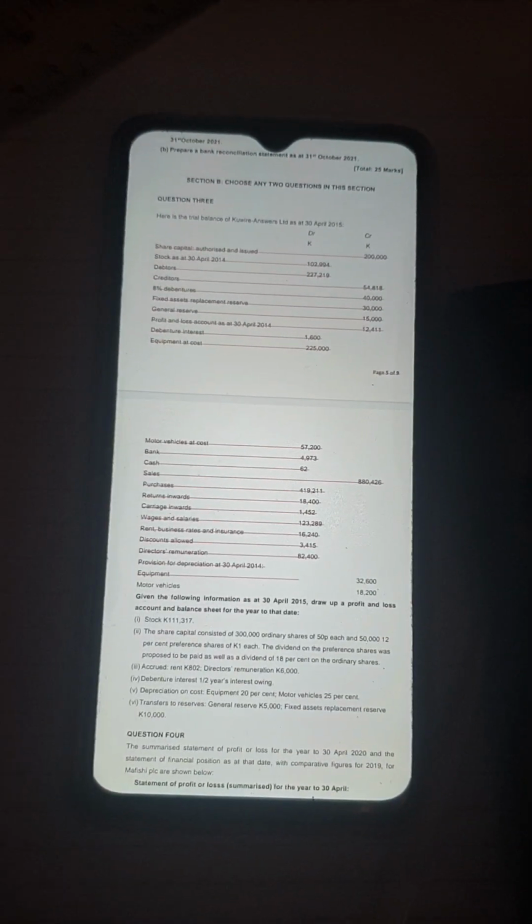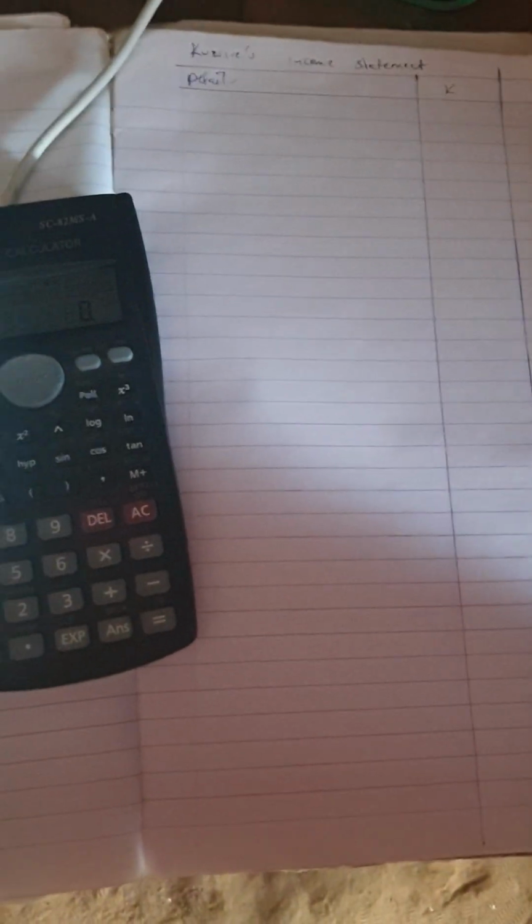Okay, so this is 2021 paper, question 3, financial accounting. So yesterday we ended on question 2. Today we're going to begin on question 3, moving forward. As you can see, I've tried my best to highlight the questions so much that it's going to be clear, and I've already drawn the lines out here so we're going to be fast.